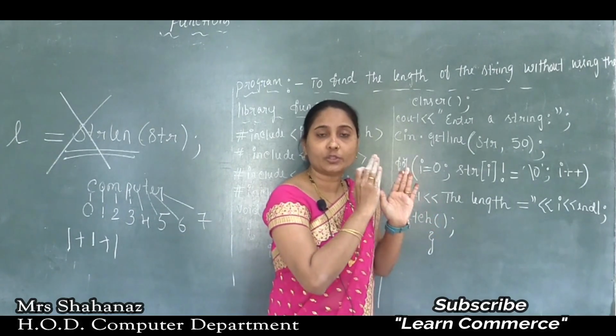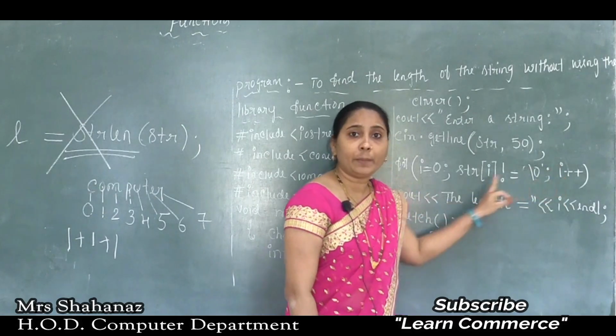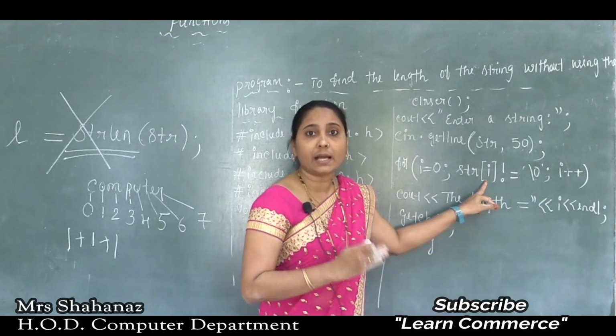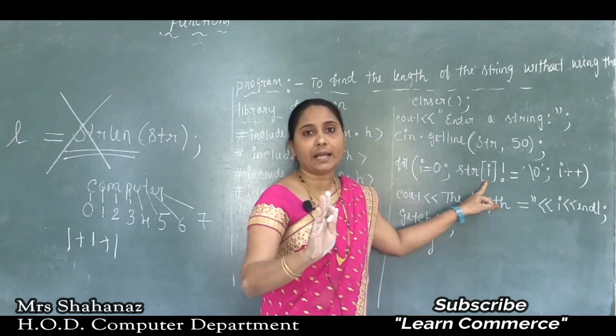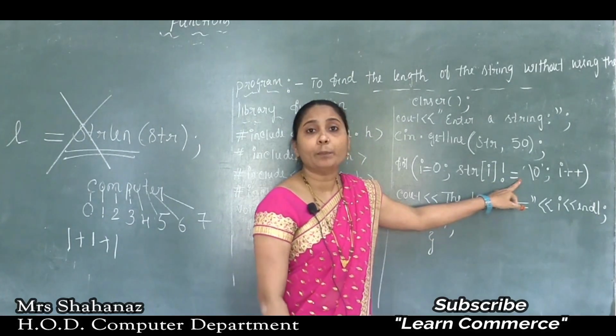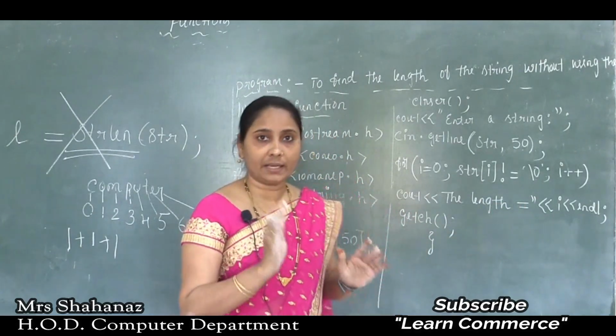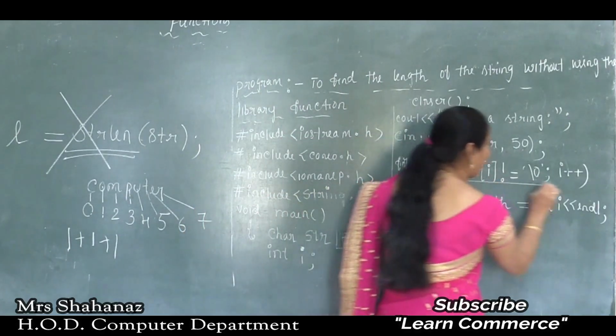Those characters are going to be stored into the variable i. Clear this point here? While accessing any character, if the character is the null character, that means no character is present, it is going to stop the program. That means it is going to stop the accessing of the characters. Clear this one? So this is the meaning of this line.